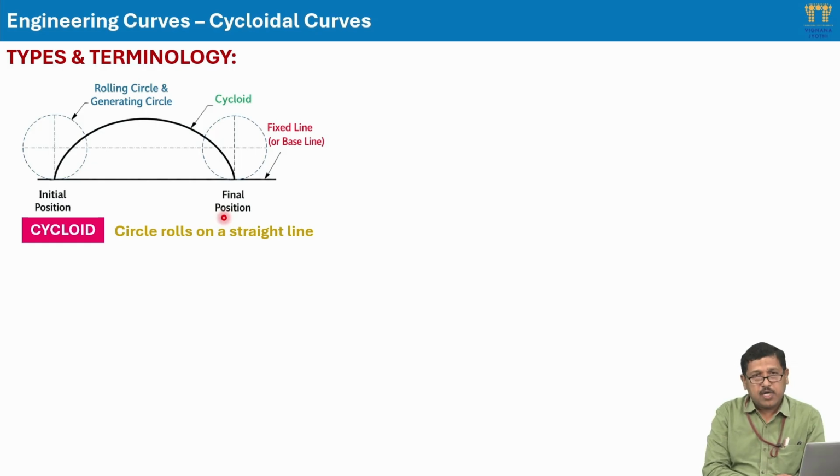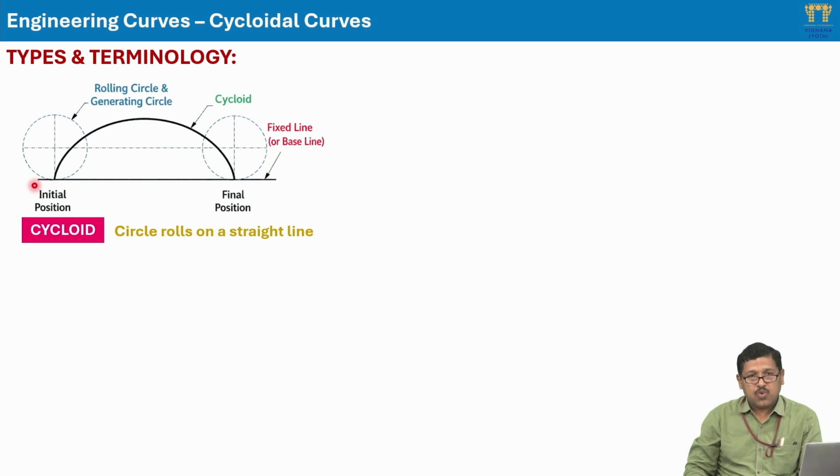Now coming to the types and terminology of the cycloidal curves, we basically have three types of cycloids. One is the cycloid curve, the second one is the epicycloid, and the third one is the hypocycloid. Now when do we call a cycloidal curve a cycloid curve? So the condition is given over here that the circle should roll on a straight line. So here this circle, the one that is shown in the dotted line, is basically a rolling circle or a generating circle, and on this circle we take one point P whose path we want to trace.